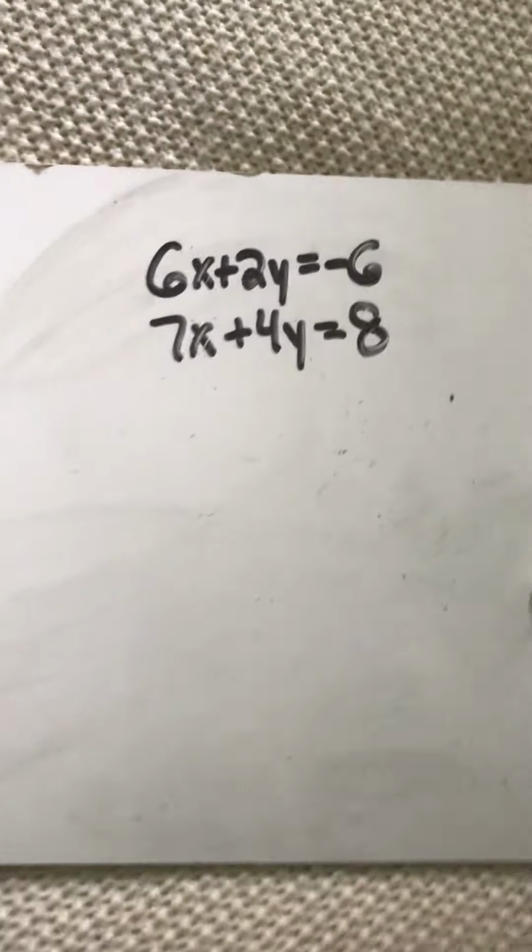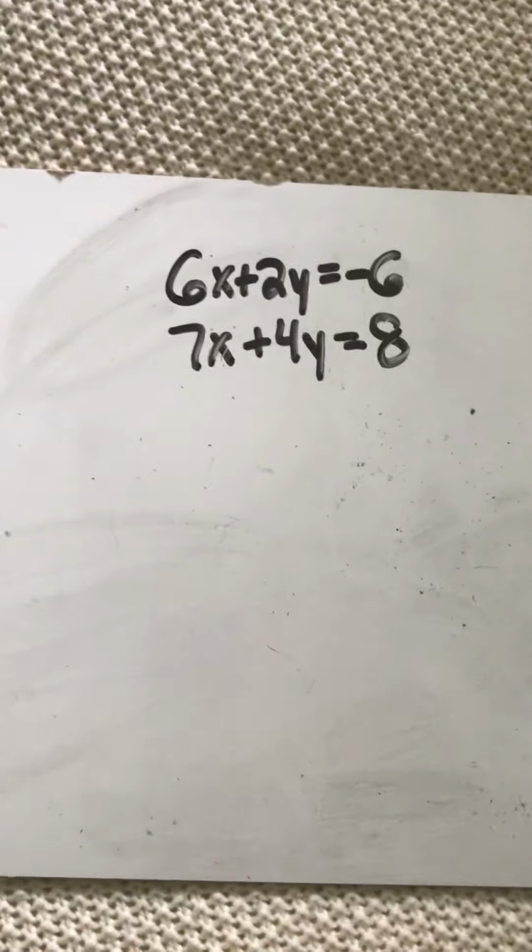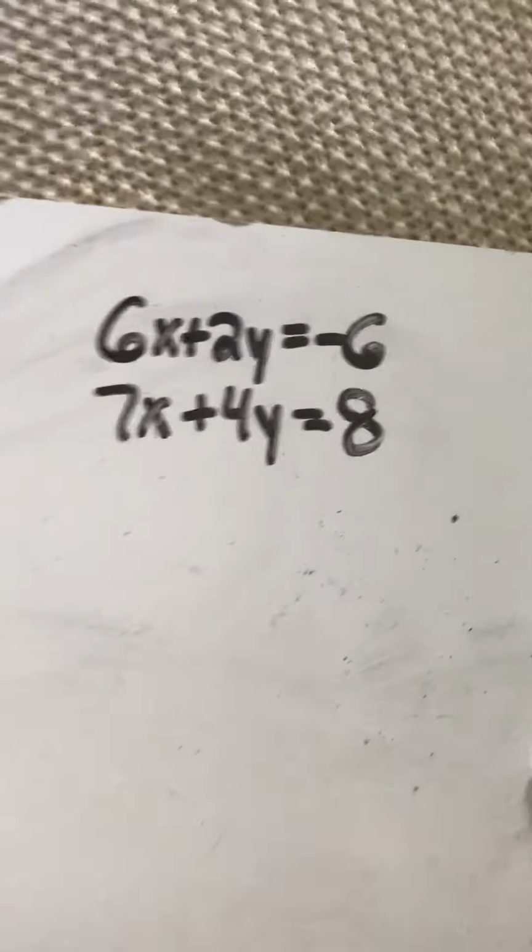Okay, erasing the board. So this is our system. 6x plus 2y equals negative 6, and 7x plus 4y equals 8. So there's our system. Remember, we're trying to come up with an ordered pair that is a solution for both. This is a classic elimination one.